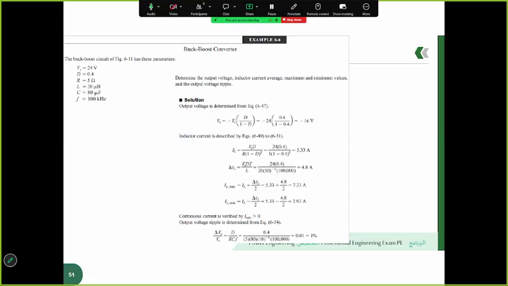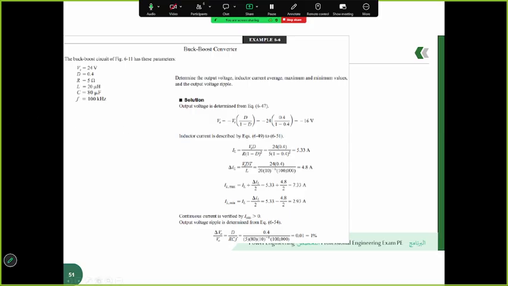A unique characteristic of the buck-boost converter is that the output voltage has a negative polarity relative to the input. Using the formula, Vo is equal to minus D over 1 minus D times Vs, so the output voltage is calculated to be minus 16 volts, as you can see here. Since the duty cycle is 40%, which is less than 50%, the magnitude of the output voltage, 16 volts, is smaller than the input voltage of 24 volts, demonstrating the step-down capability.